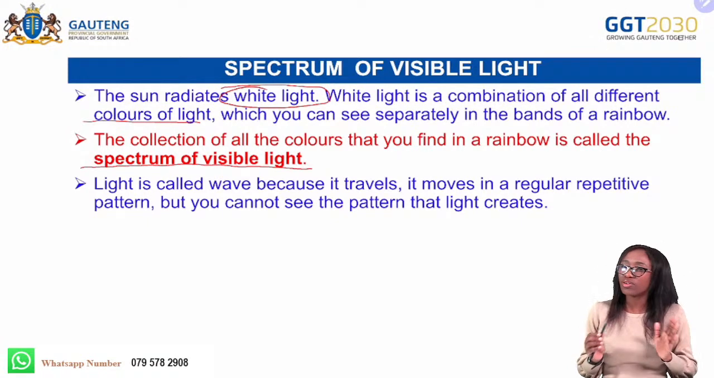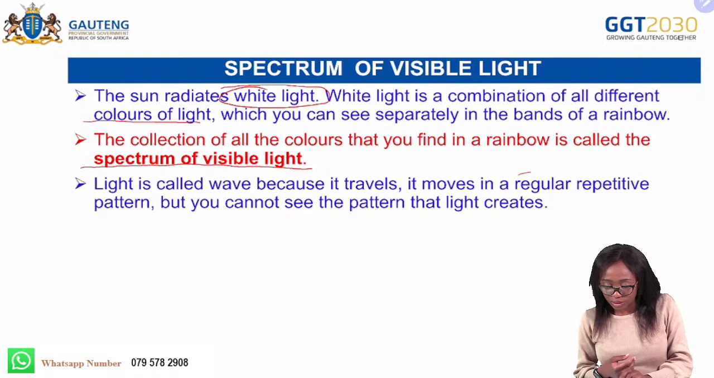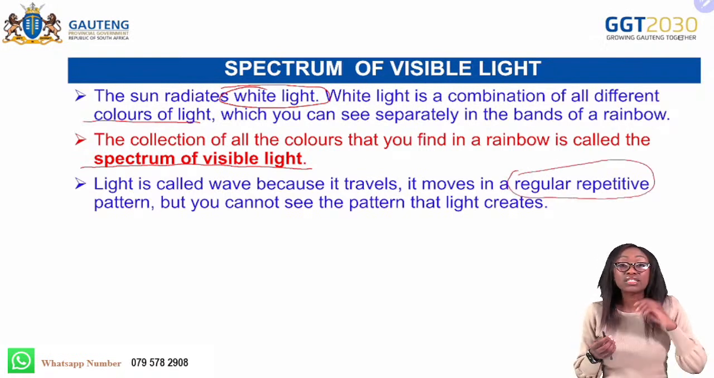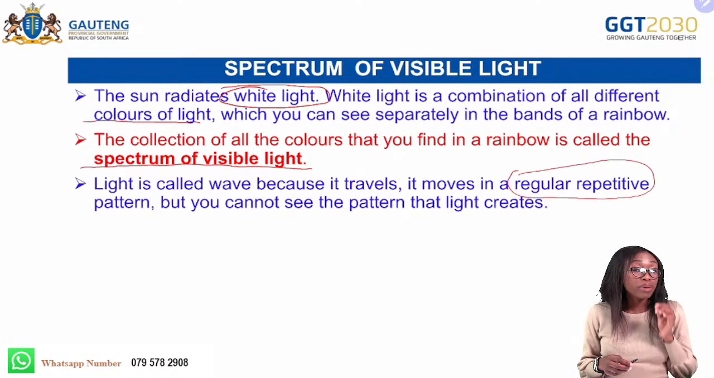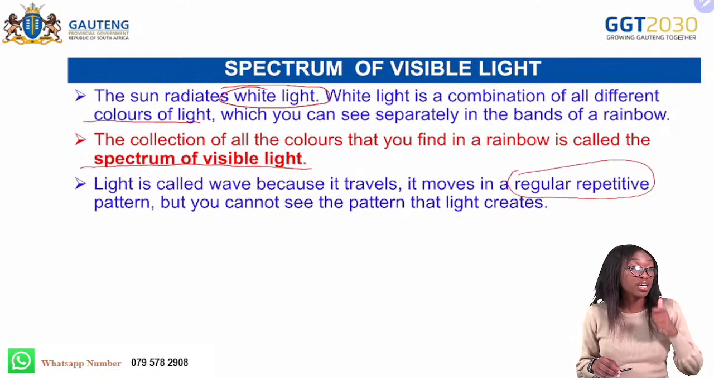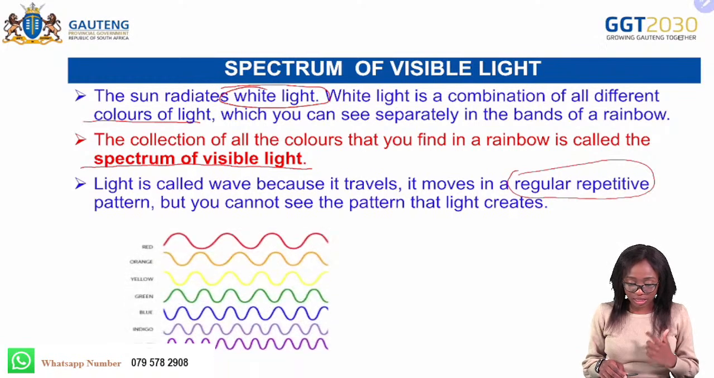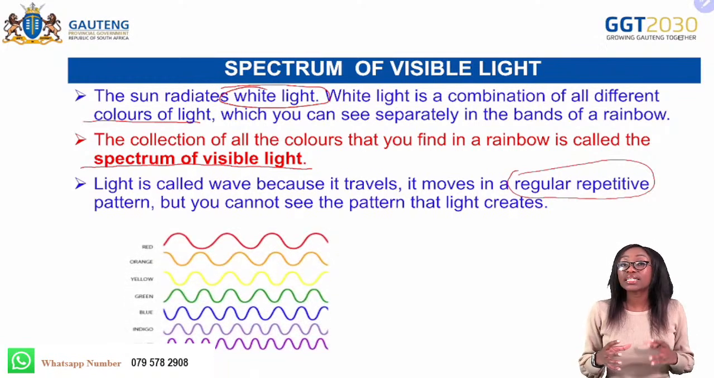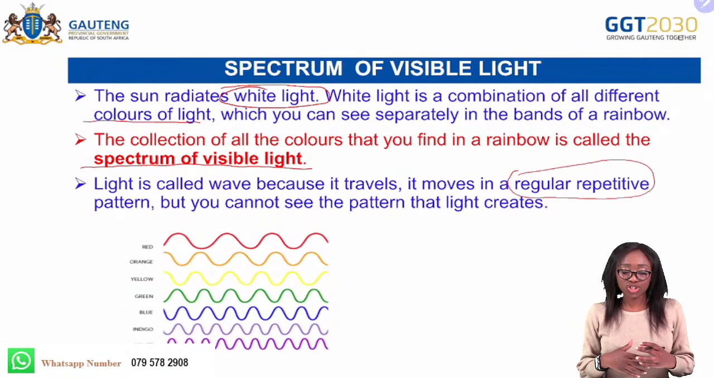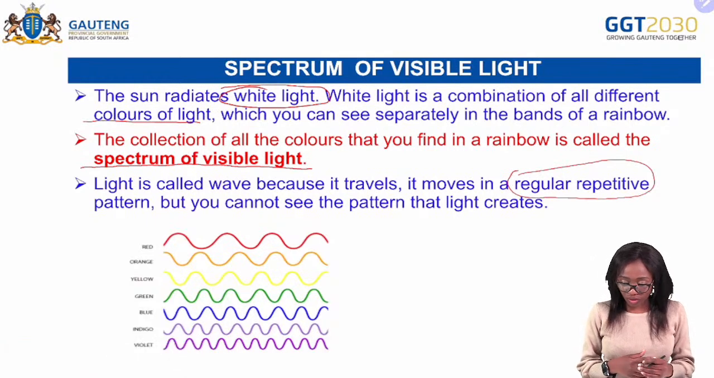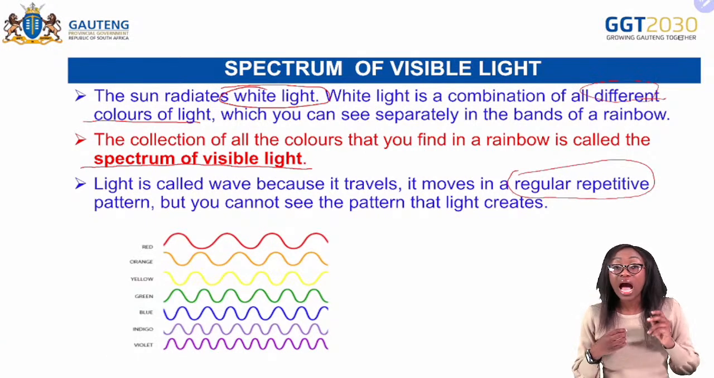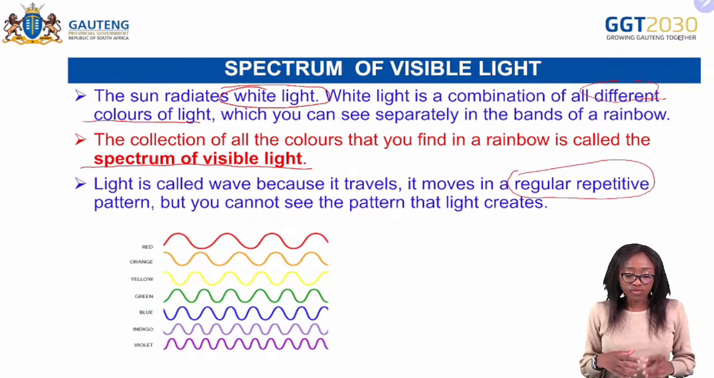What does regular, repetitive pattern mean? It means that it is always the same. The pattern is always the same. It is regular and it is repetitive. So now we said a white light is a combination of different colors of light. So what are the different colors of light that make up the white light that the sun radiates?